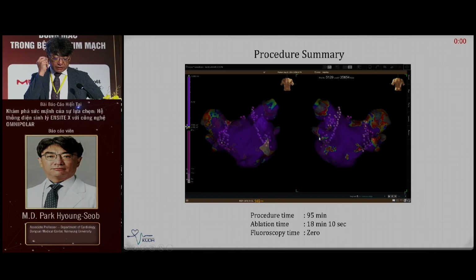So in conclusion, you can create the inside-out access system that gives us very stable anatomy and voltage and near field information during the procedure, and you can create the geometry or voltage with the HD catheter, and the stabilized ablation catheter movement gives us easier manipulation and a shorter procedure time.